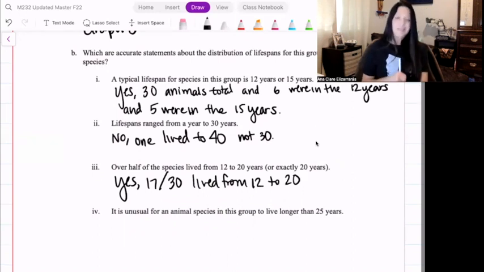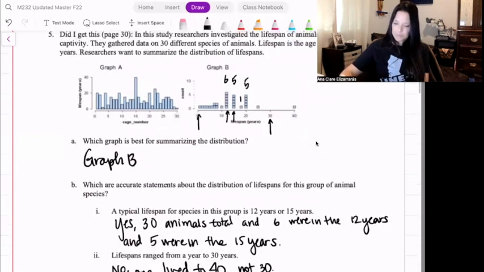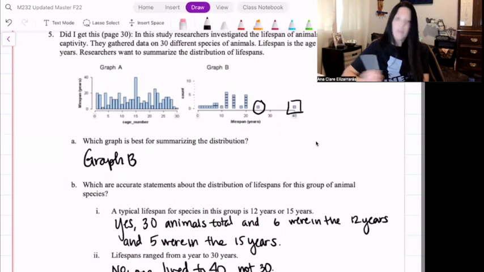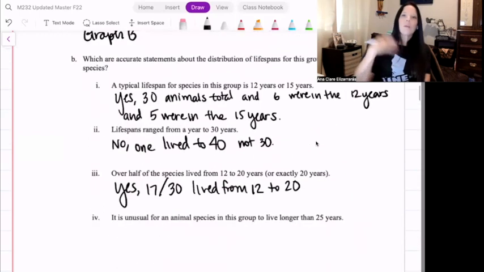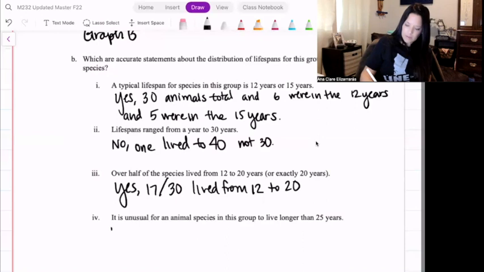And then lastly, it says it's unusual for an animal to live longer than 25 years. Going back to the graph, putting a marker here, 25 years is here. And it says it's unusual to live longer than 25 years. There's only one that lived longer than 25 years. So I would say yes, 1 out of 30 is unusual. And we will get more specific as to what is unusual as we move forward in this class.